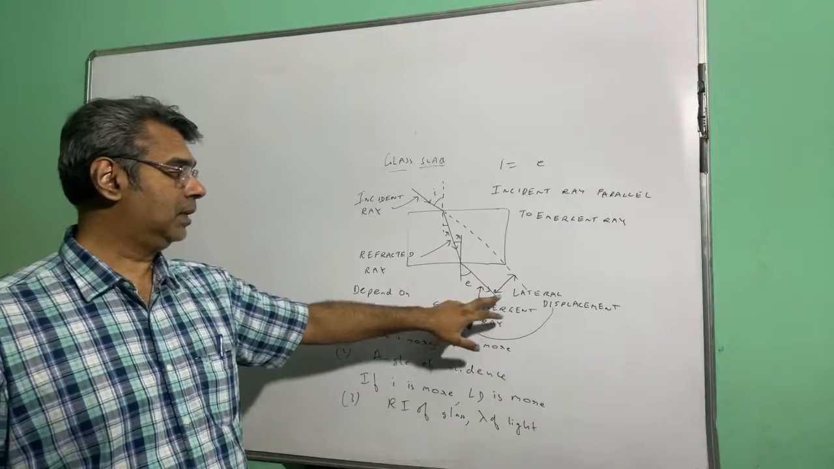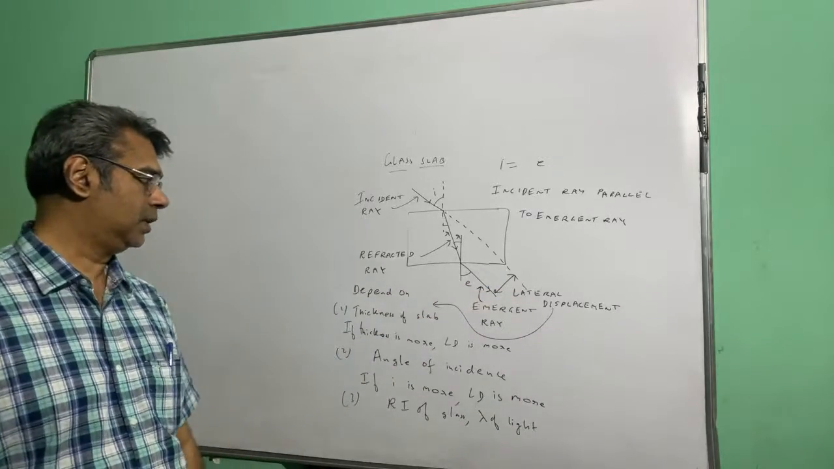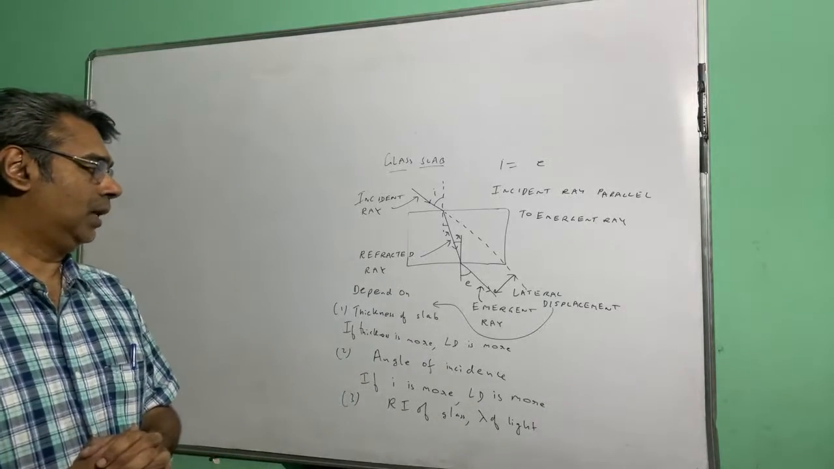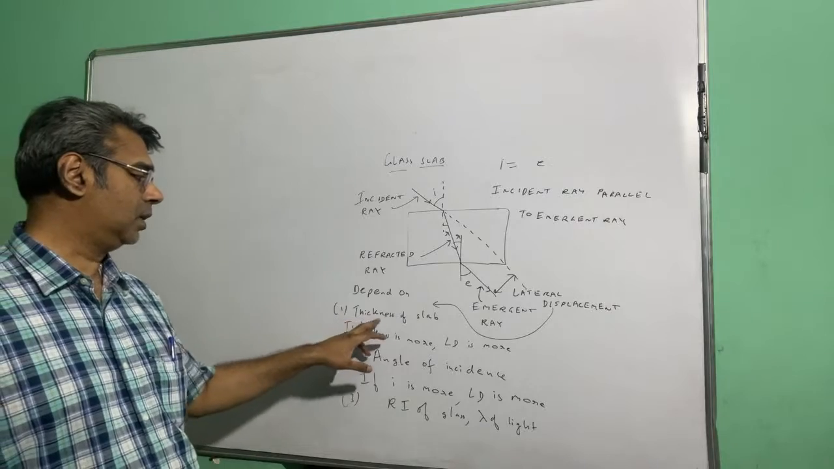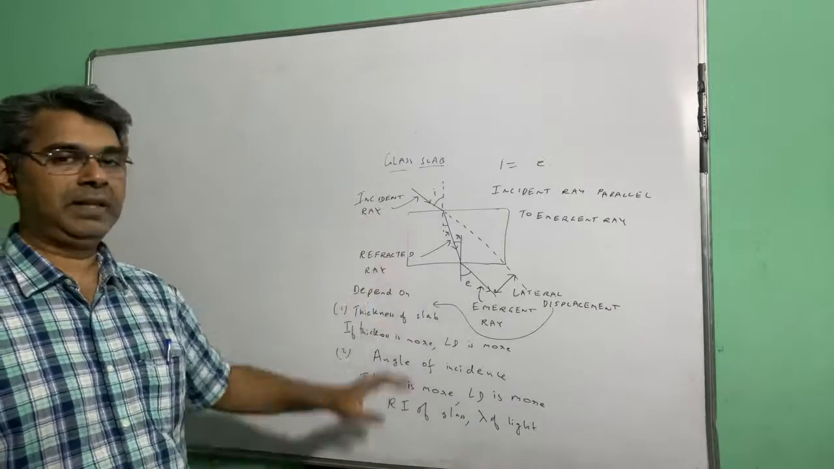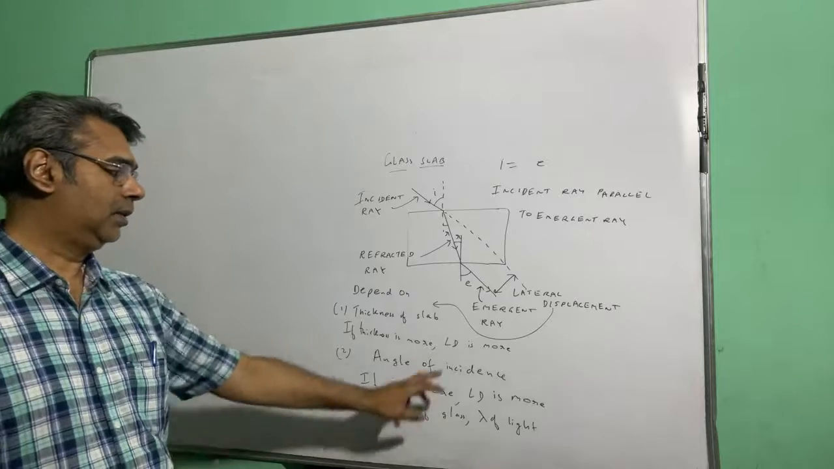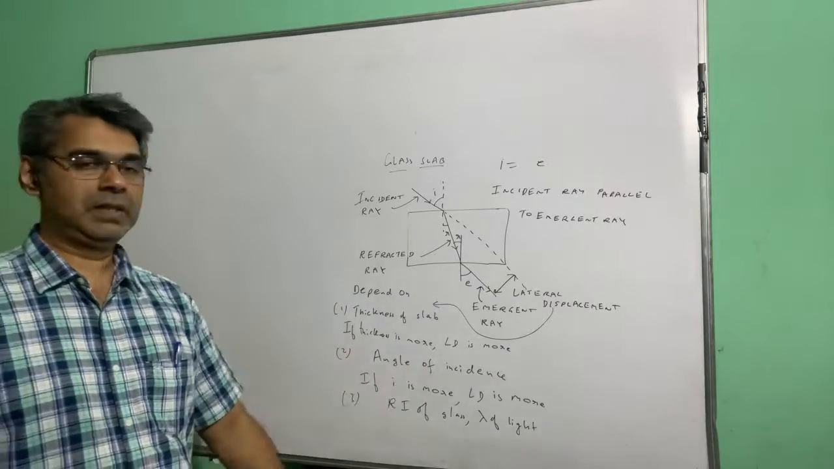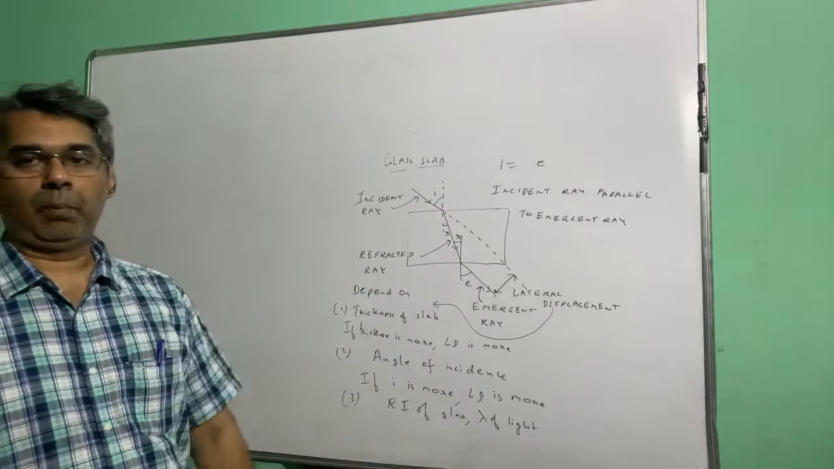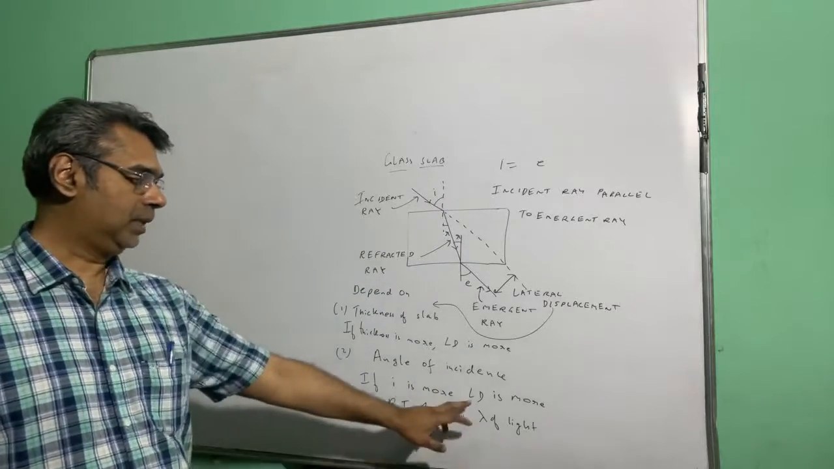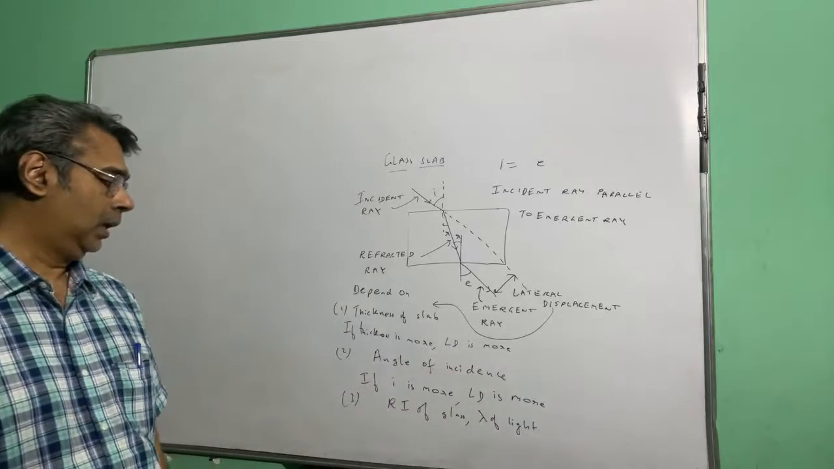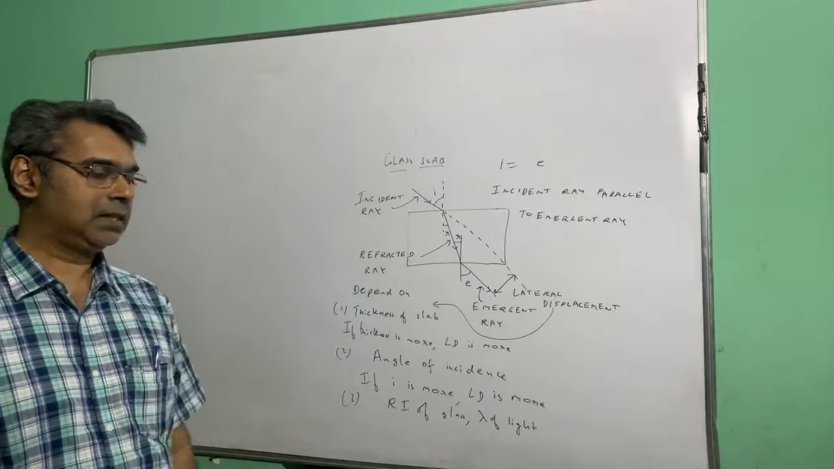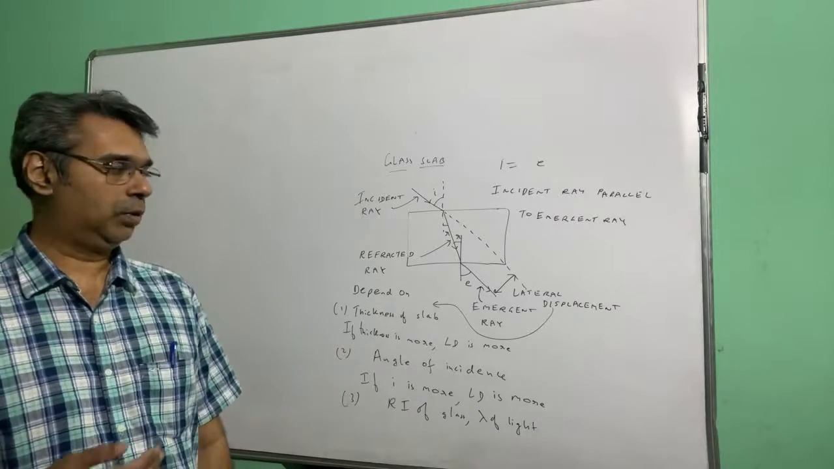The separation between the incident and emergent ray is called lateral displacement. Now we are extremely keen on studying the lateral displacement. Number one, it depends on the thickness of the slab. If the thickness of the slab is more, then lateral displacement will be more. That is point number one. Number two, it depends on the angle of incidence. That means this angle. If the angle of incidence is more, then lateral displacement will be more. Number three, it depends on the refractive index of glass. If the refractive index of glass is more, then lateral displacement will be more.